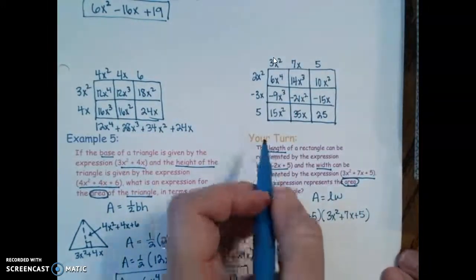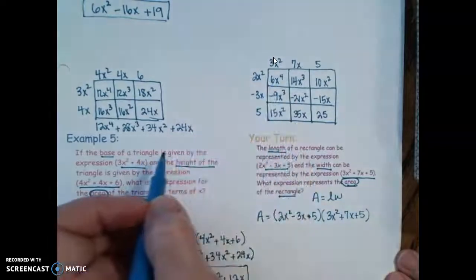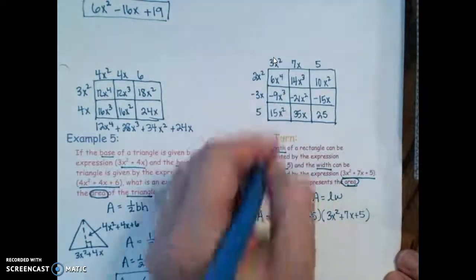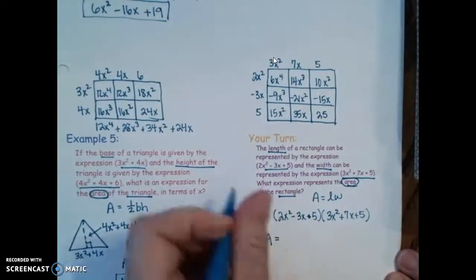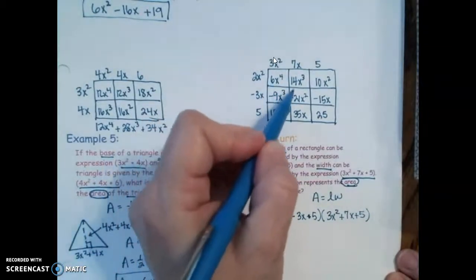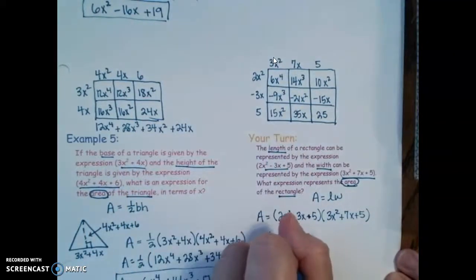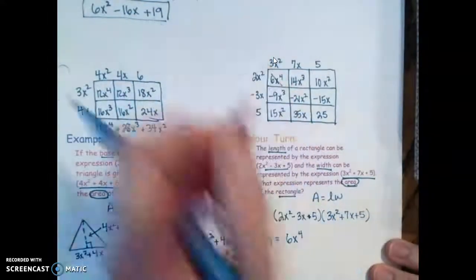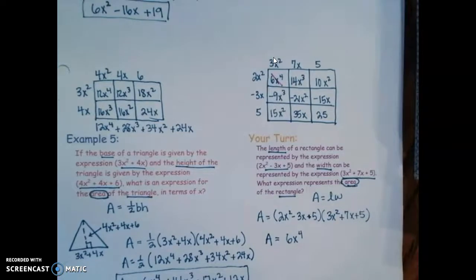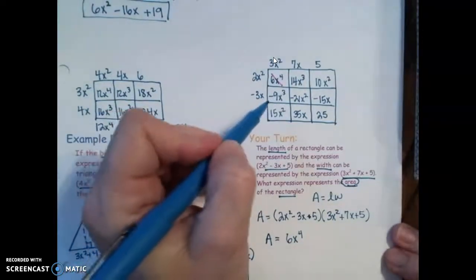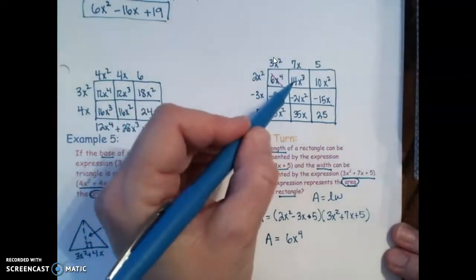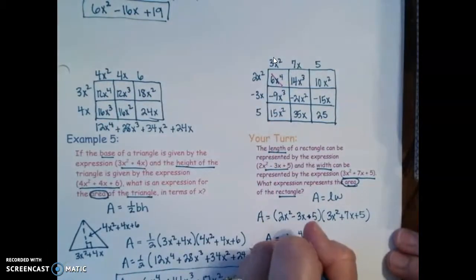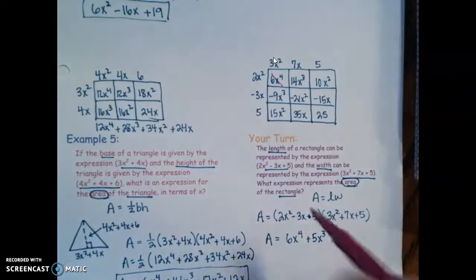So then it's just a matter of combining like terms for your final answer. So I'm going to come back down here with that final answer. So we have 6x to the fourth, no more in the box. And again, if you want to cross those out so you know you've used it, that may be helpful as well. Negative 9x to the third and 14x to the third is going to give us positive 5x to the third.